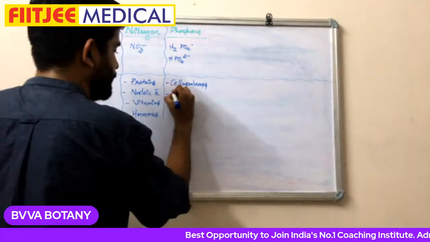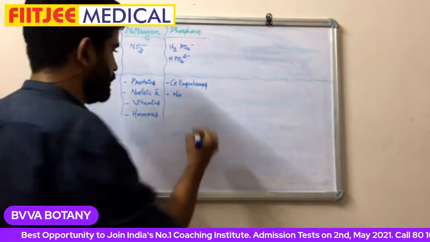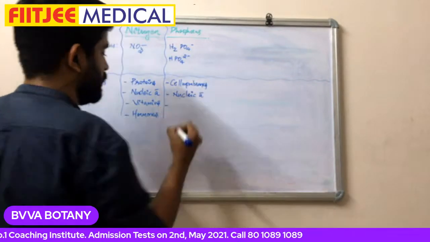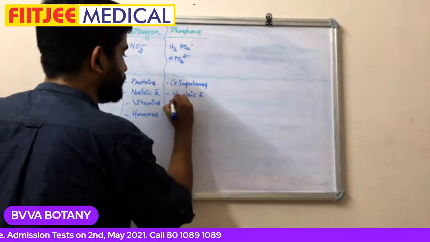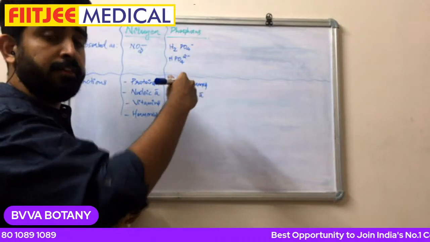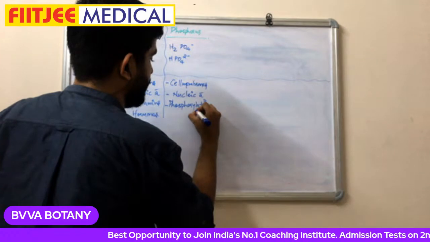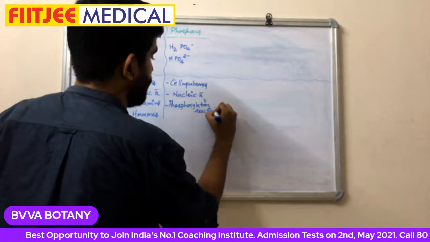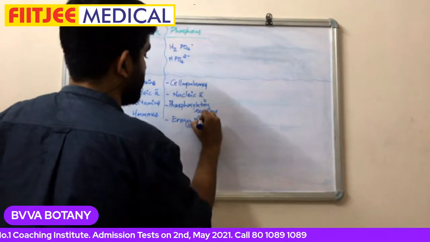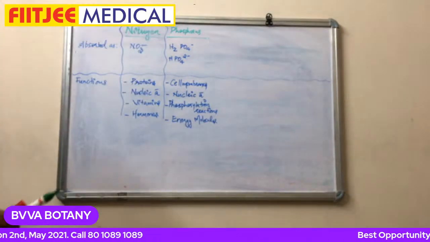Again, nucleic acids, DNA and RNA, have phosphate in the form of phosphoric acid. And all phosphorylation reactions, ATP formation reactions, come under phosphorylation. Energy molecules like ATP will have what? Phosphorus. Next, calcium.